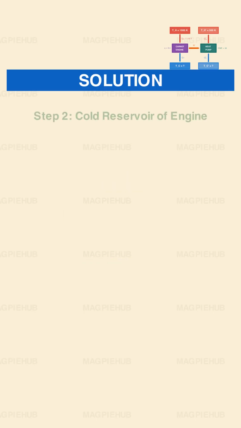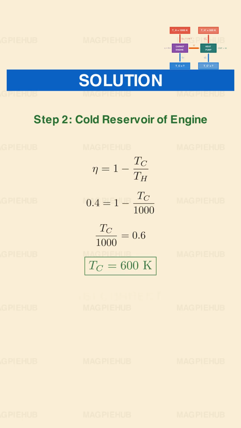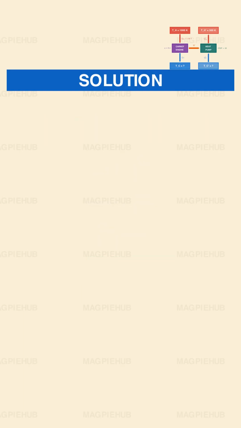Next, finding the cold reservoir temperature of the Carnot engine. We use eta equals 1 minus Tc over Th, substituting 0.4 equals 1 minus Tc over 1000. So Tc over 1000 equals 0.6, giving Tc equals 600 Kelvin. Option B is correct. Now for the heat pump.